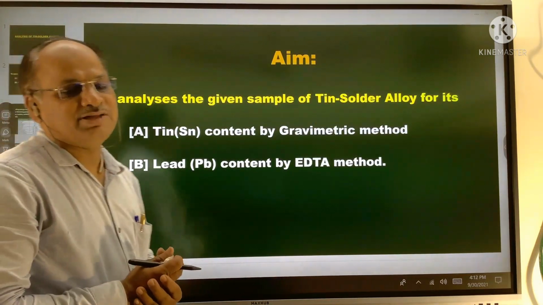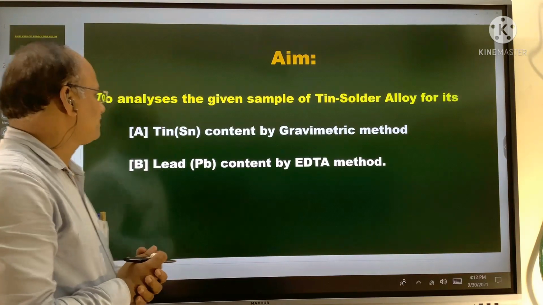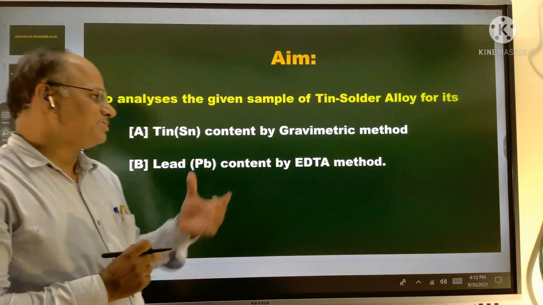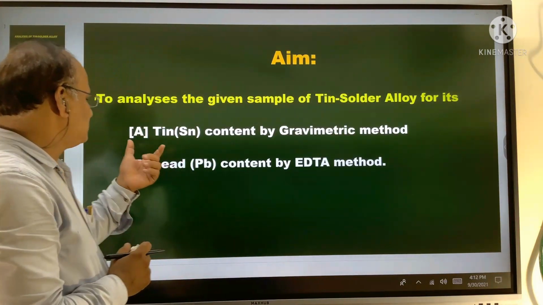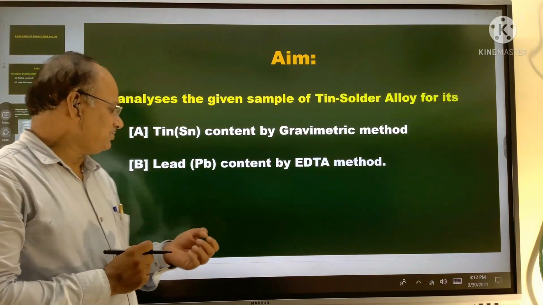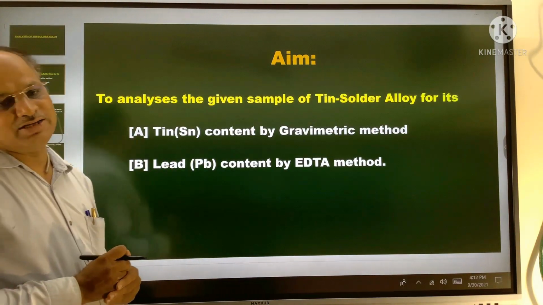Then, what is the aim of that experiment? To analyze the given sample of tin solder alloy for its tin content by gravimetric method and lead content by EDTA method.